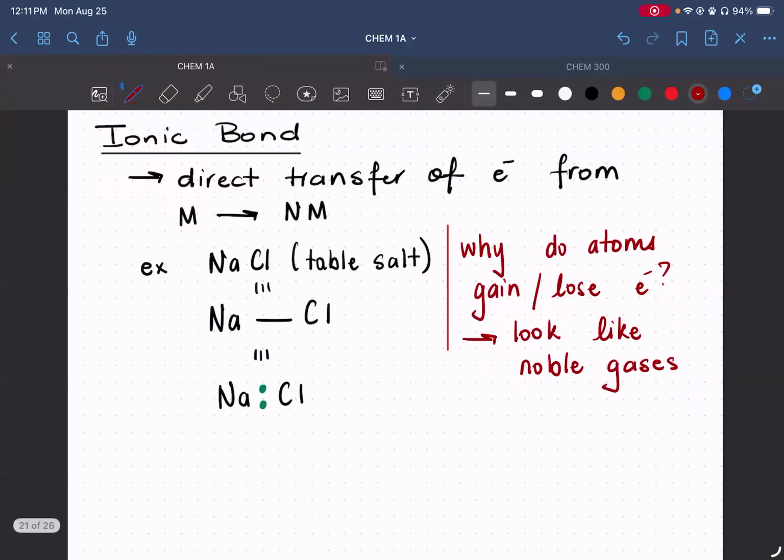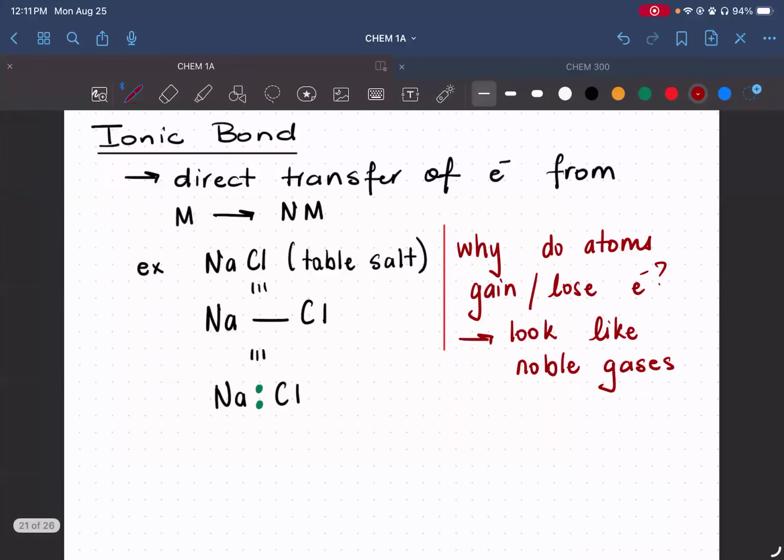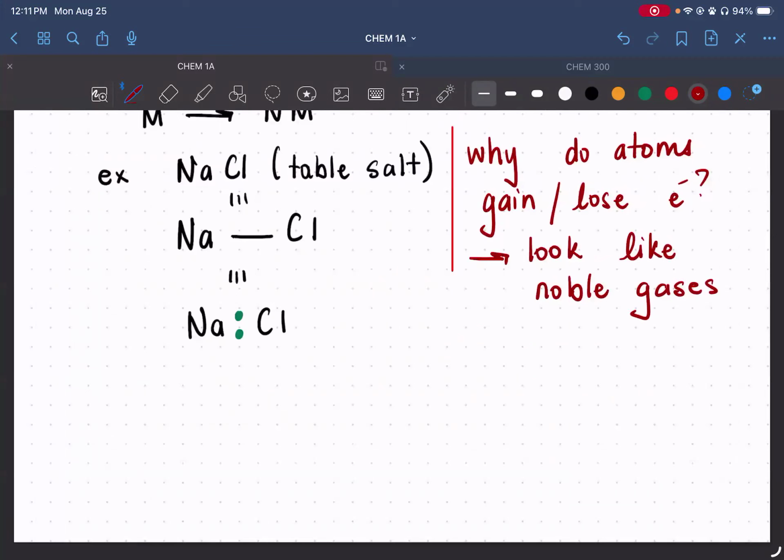So, why do atoms gain or lose electrons? Ultimately, it's because they want to look like noble gases. Let's try to understand what happens in the case of sodium and chlorine. Now, sodium, hopefully we all have our periodic tables at the ready. Sodium, I don't like the gold. The gold doesn't pop that well.